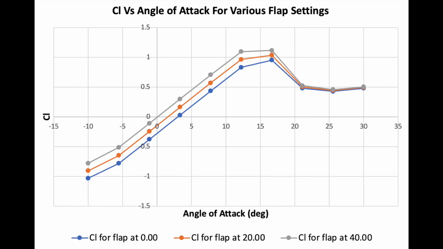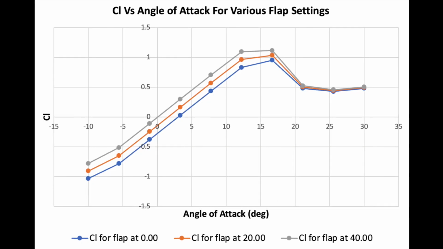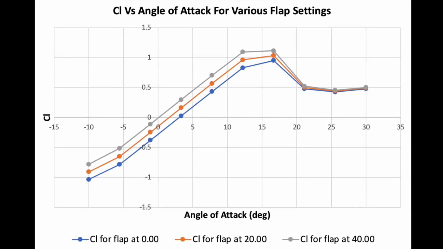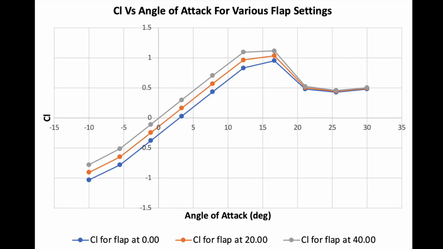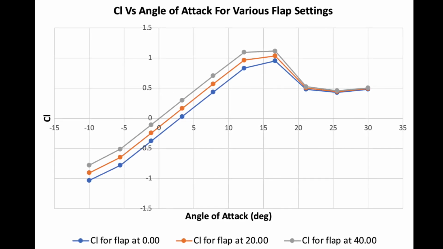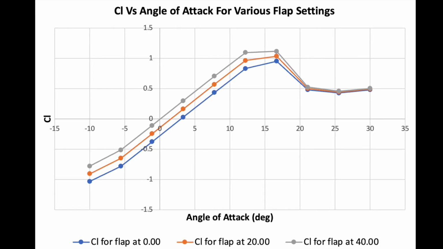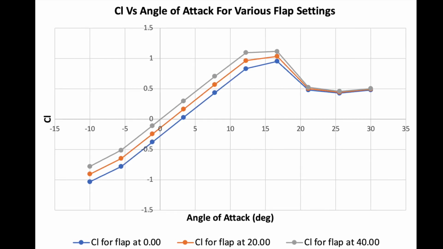Here the coefficient of lift against angle of attack is shown for different flap settings. If you apply more flap input, lift coefficient increases. The maximum lift coefficient is 1.2 and occurs at an angle of attack of 16 degrees for the given aircraft configuration with a flap deflection of 40 degrees. This is slightly below the manufacturer's quoted value of 1.4.